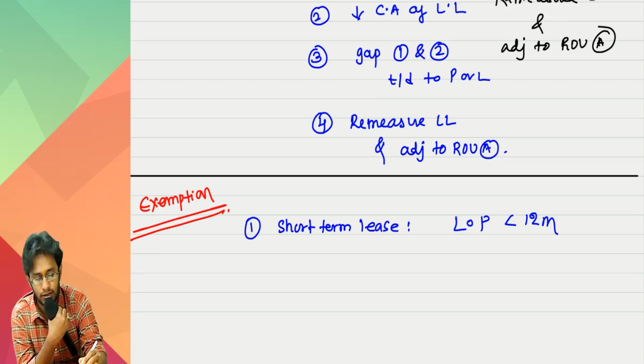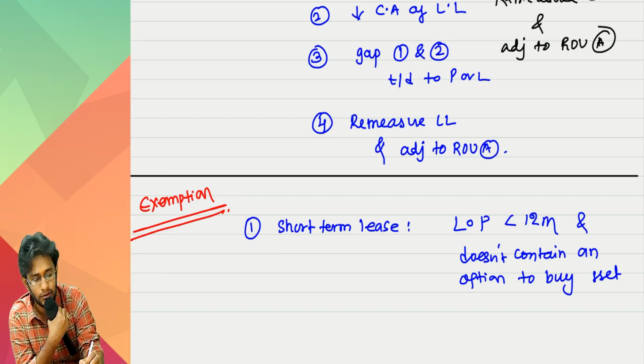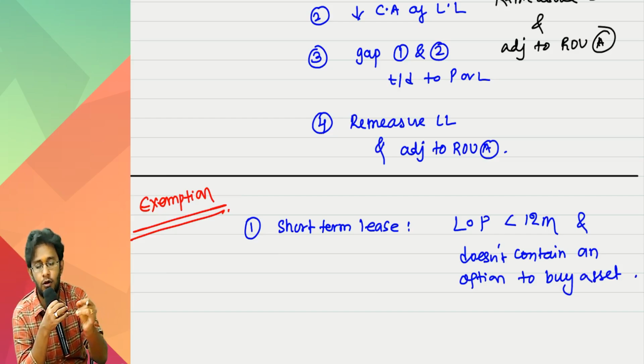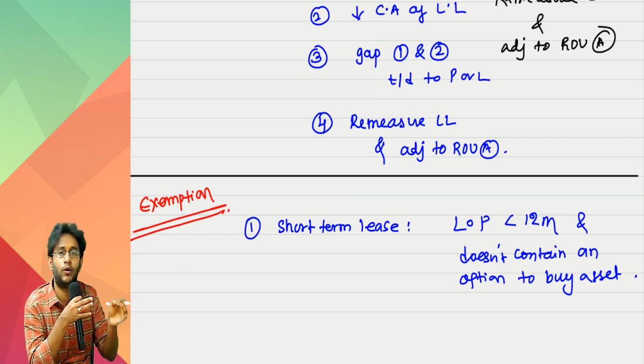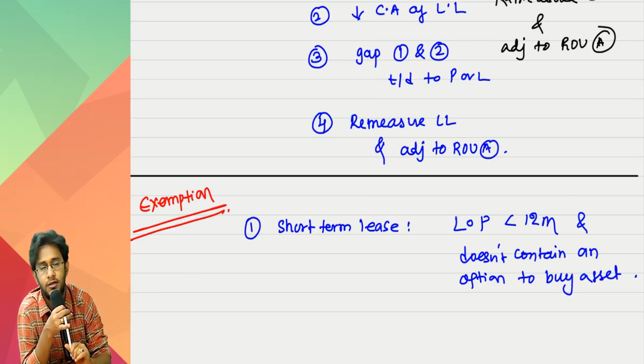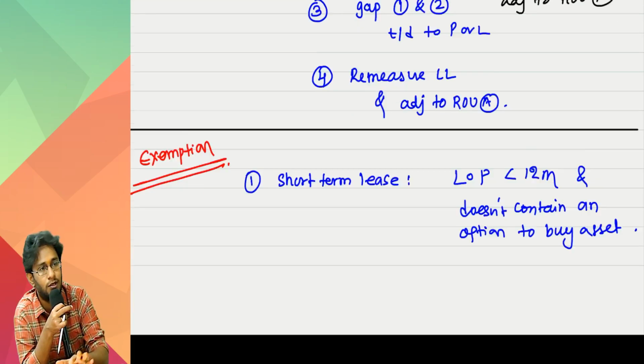Less than 12 months and does not contain an option to buy the asset. After 12 months, if I have a right to buy the asset, then it is not called a short-term lease. Because this is a short-term lease, you want to claim exemption. If you claim exemption, you will not recognize ROU asset, you will not recognize any lease liability. Whatever lease rents you pay are booked as expense in your PRL.